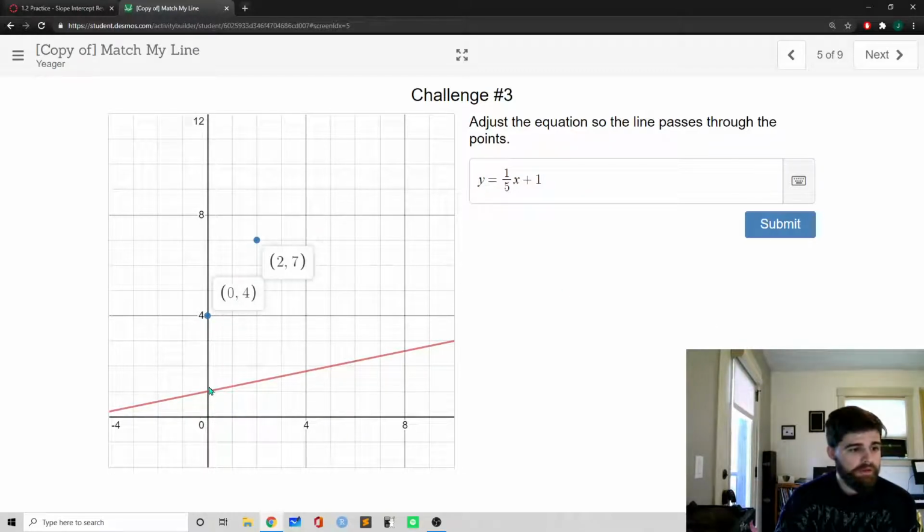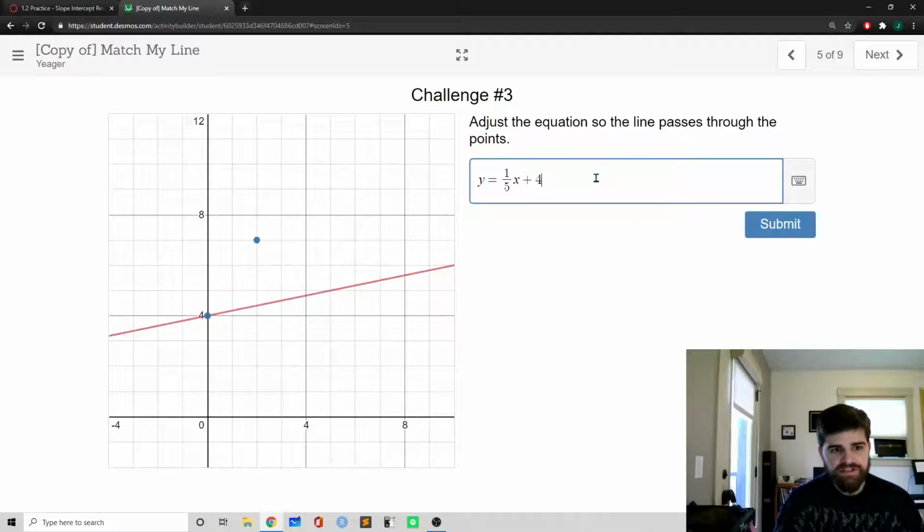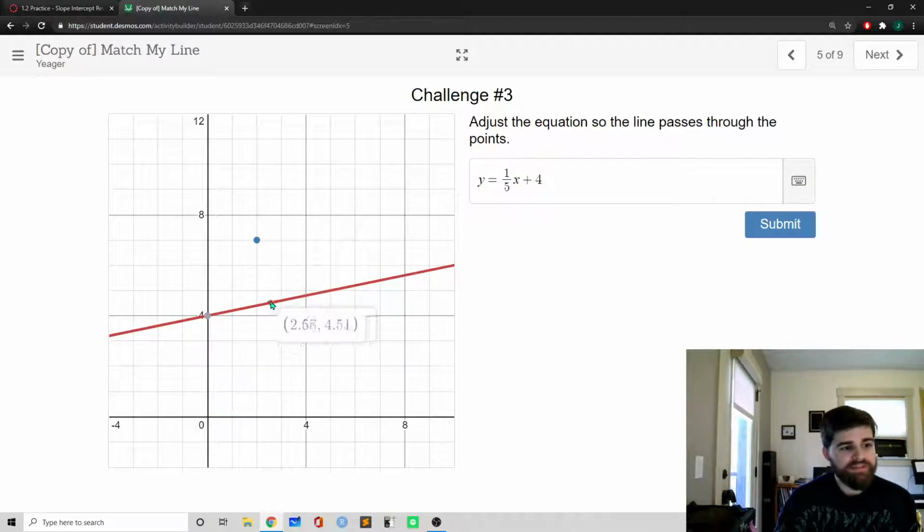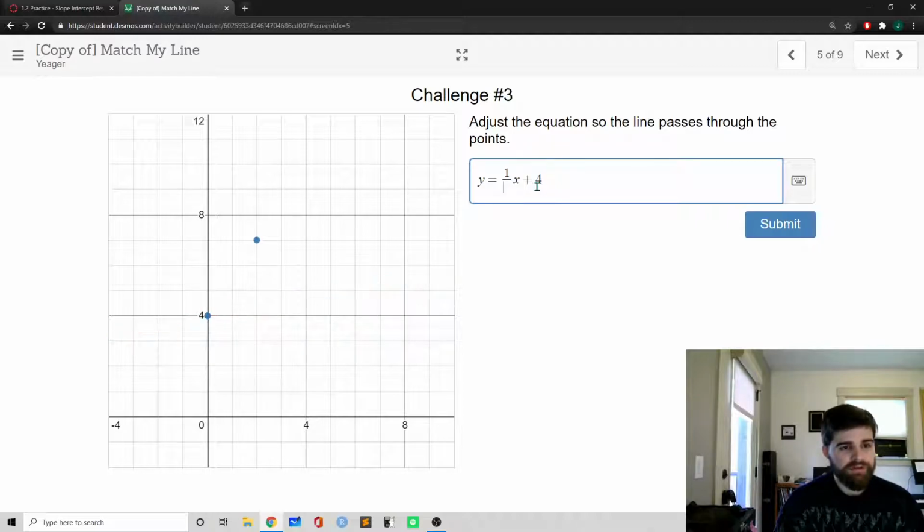Let's take a look at this last one. So I want to move my graph up to hit this point. So that's my y-intercept I want, not at 1, but at 4. I'm going to change this y-intercept, again, that's the number on the end, to a 4. Next, I need to increase my slope. It's not steep enough. I need to get up here. So to get from this point to that point, I rise 3, run 2. So that should be the slope I need to make that happen.